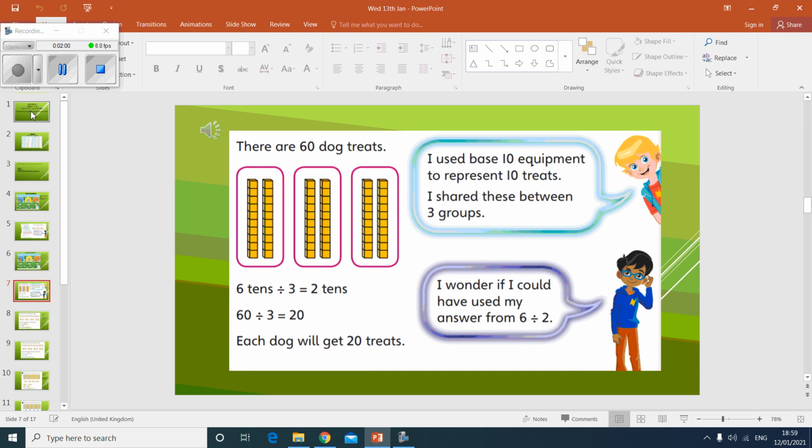So there were 60 dog treats, and I've put these into groups of 10. And I can see that 6 tens shared by 3 is 2 tens in each group. 60 divided by 3 equals 20. Each dog will get 20 treats.